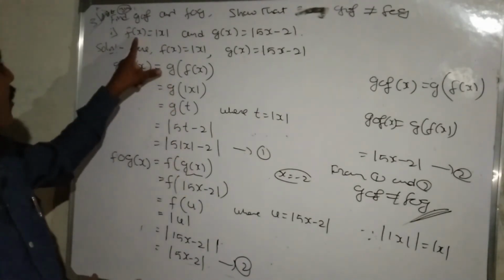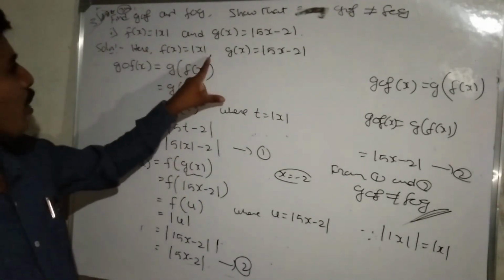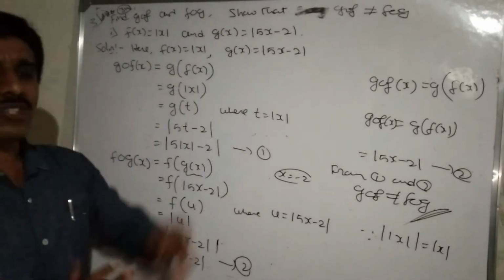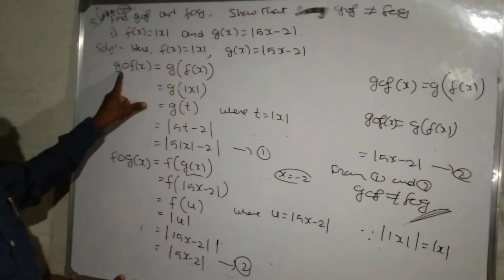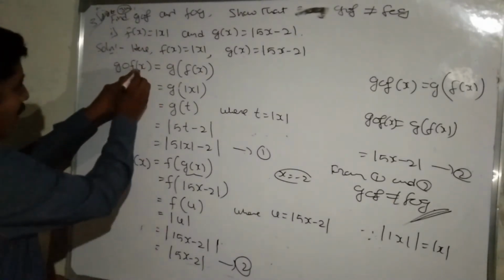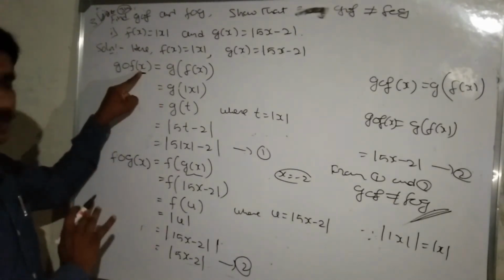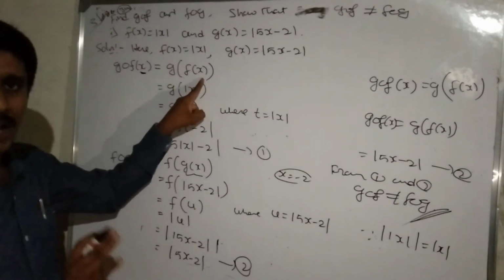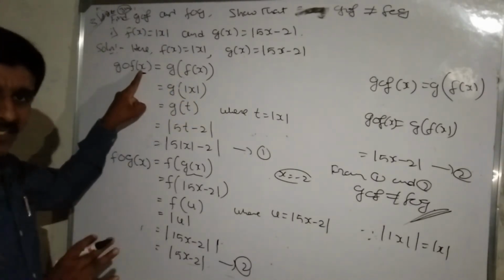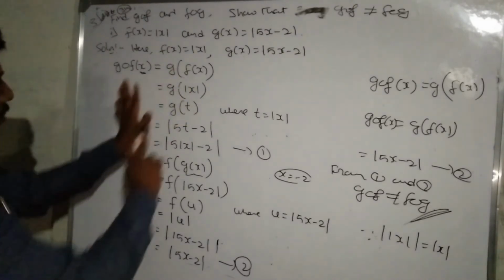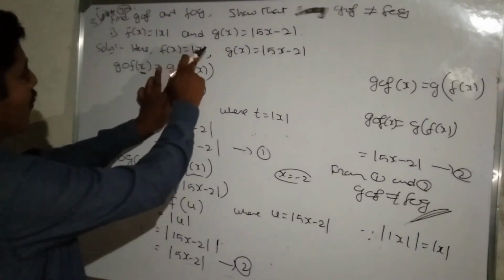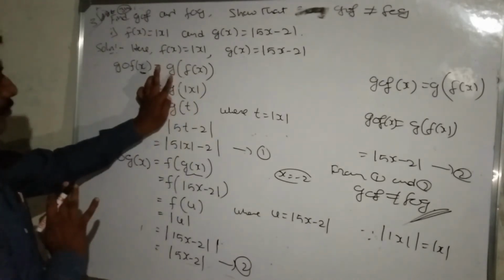Here we have f of x equal to modulus of x, g of x equal to modulus of 5x minus 2. GOF, very important, mind it. Let us take domain element x. Don't take it directly, that is wrong. GOF of x is defined as g of f of x. Substitute first the f of x value, here we have modulus of x.